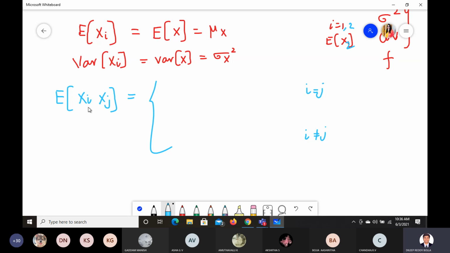How to do that? It's simple. Okay, so here first, if i equals j, then the expectation of, we can write i and j are both equal, then we can write xi or xj, any one, whole square, which is nothing but expectation of x square. So what is this expectation of x square?